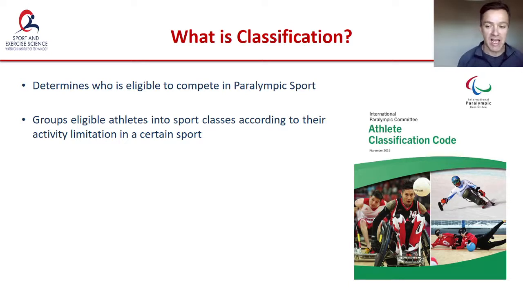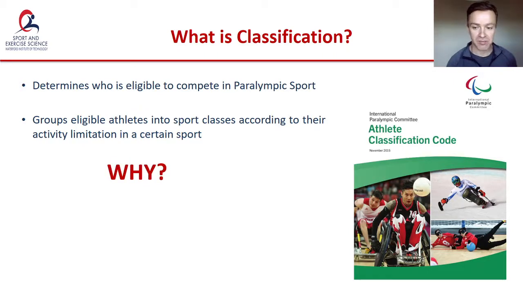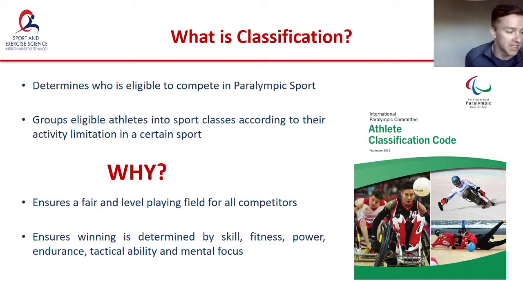Basically, how the system functions is that it is a process of allocating athletes into classes so that they can compete against others whose impairment affects them to a similar degree in their sport. So it's similar to grouping athletes in able-bodied sport by age, by weight, or by gender. And the idea is that it ensures a fair and level playing field for all competitors. And the ideal is that it ensures that winning is determined by skill, fitness, power, endurance, technical and tactical ability, and mental focus.